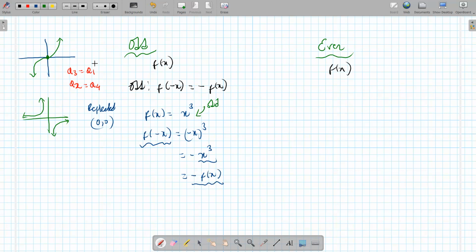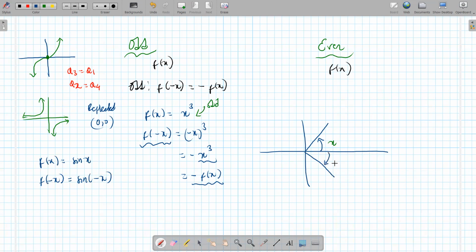Another example of this is slightly more difficult. It's this. Let's say f of x is sine of x. What is f of negative x? It'll be sine of negative x, right? Like that. Now think about it. Let's say you have some angle x. We're going to assume it's an acute angle. This is angle x. But if you go below the x-axis, then your angle becomes negative, right? This angle is negative x.